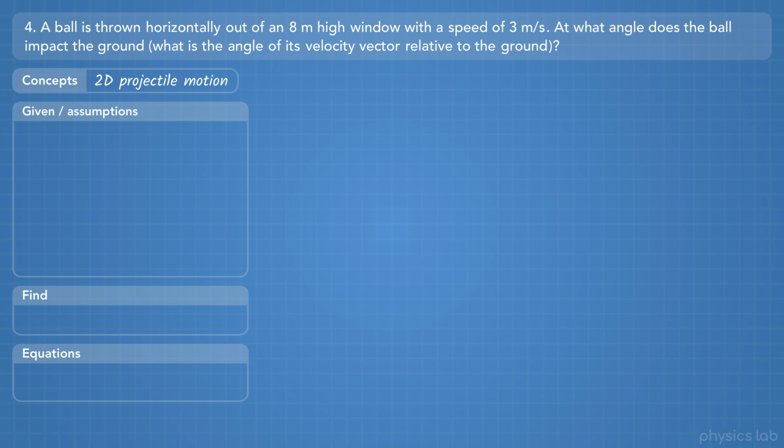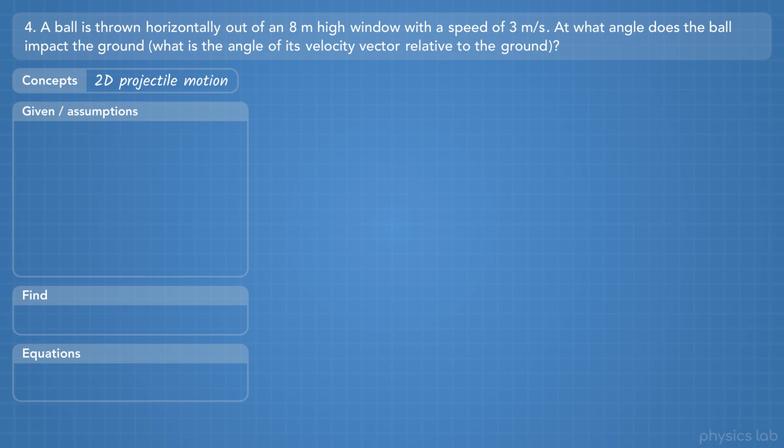A ball is thrown horizontally out of an 8-meter high window with a speed of 3 meters per second. At what angle does the ball impact the ground? What is the angle of its velocity vector relative to the ground?